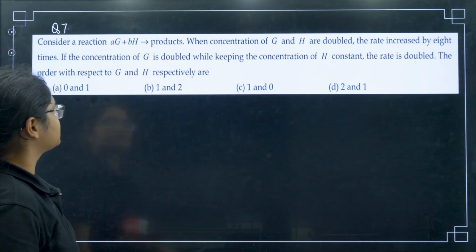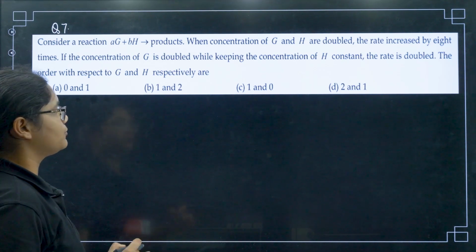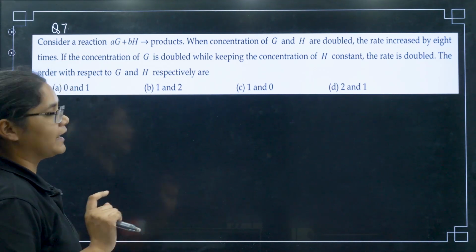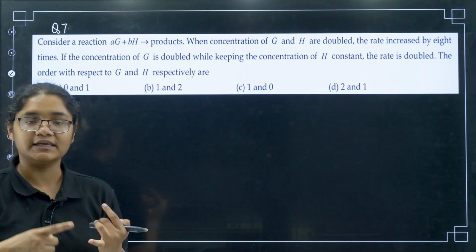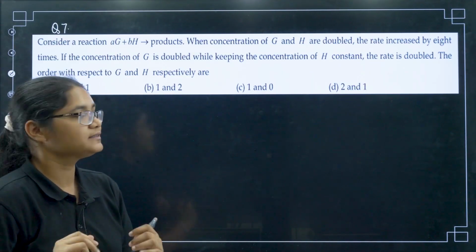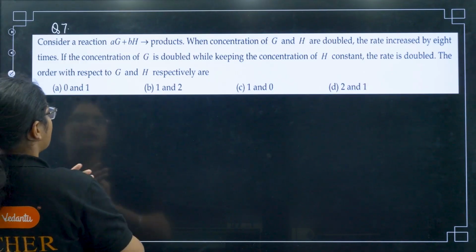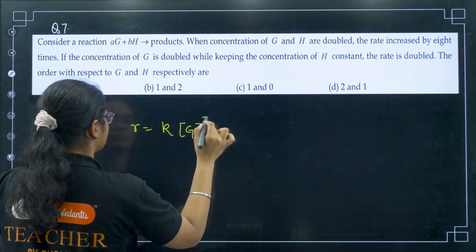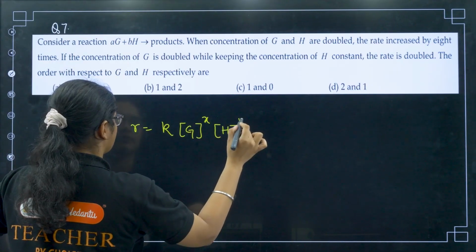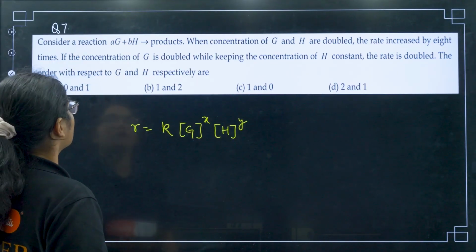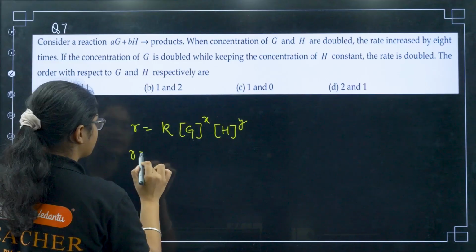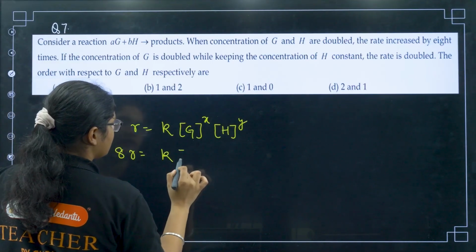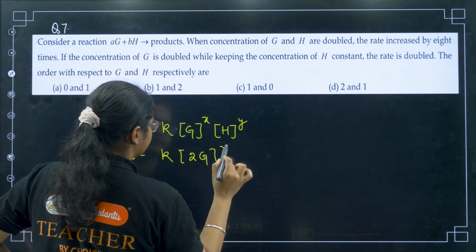Next, consider a reaction A plus B gives product. When the concentrations of G and H are doubled, the rate has increased by 8 times. So I can write rate is equal to K into concentration of G to the power of X and H to the power of Y. Now what does it tell? If I double both the concentrations, I get 8R.